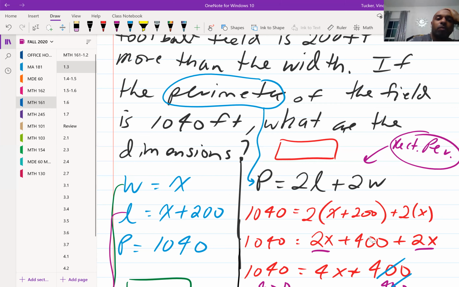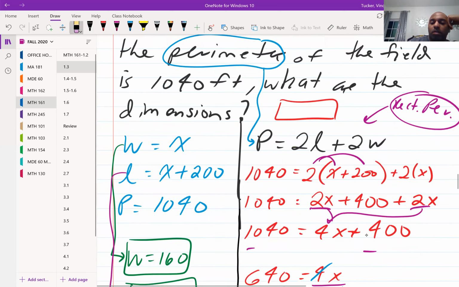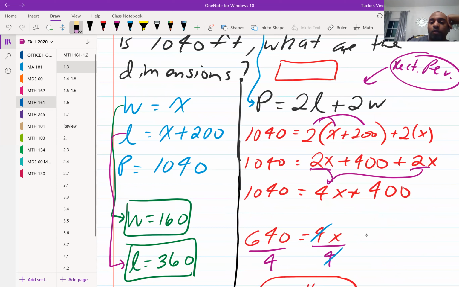All right. Do your distribution. So that's 2 times X and then 2 times 200. And so that'll be 1,040 equal to 2X plus 400 plus 2X. Combine your like terms. That'll give us 4X. So we have 1,040 equal to 4X plus 400.